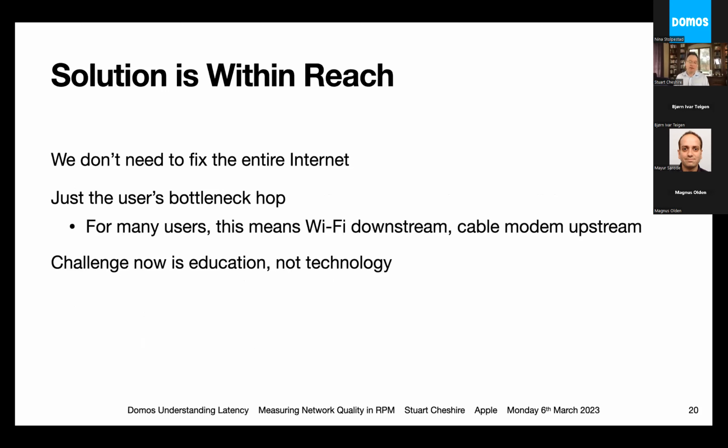Another really key thing to understand here is we can solve this. This is not like deploying IPv6 that took decades and required the whole internet to be upgraded.